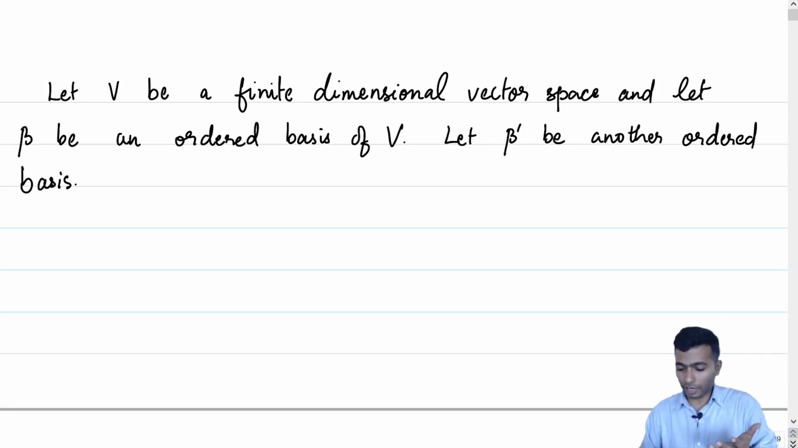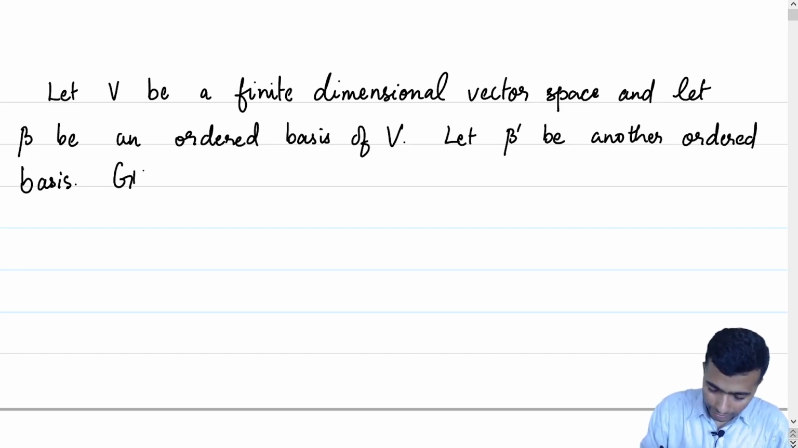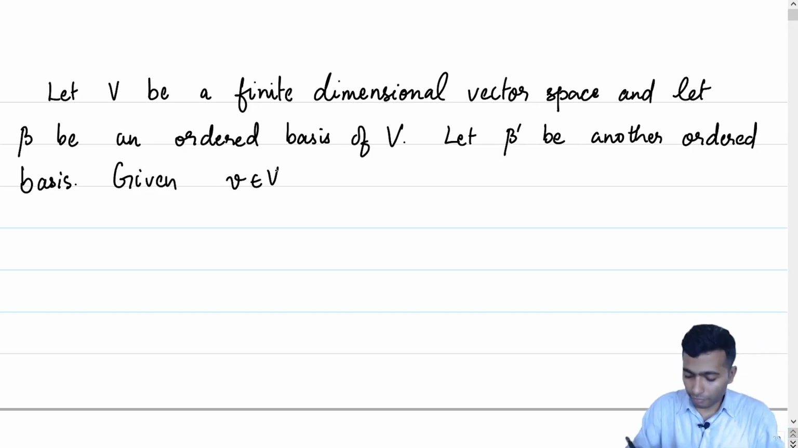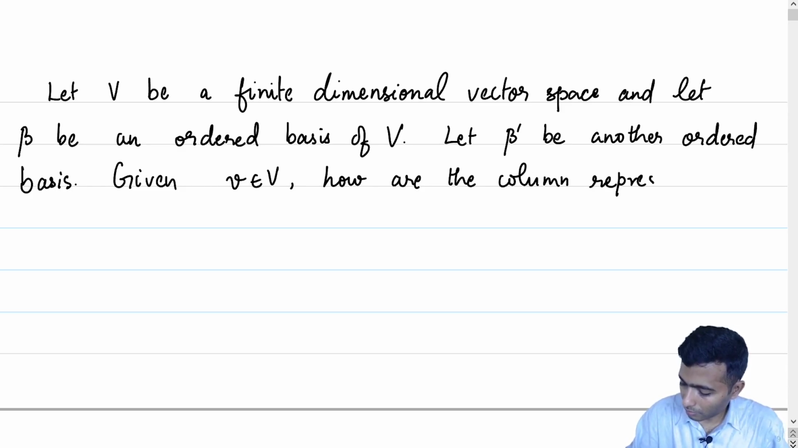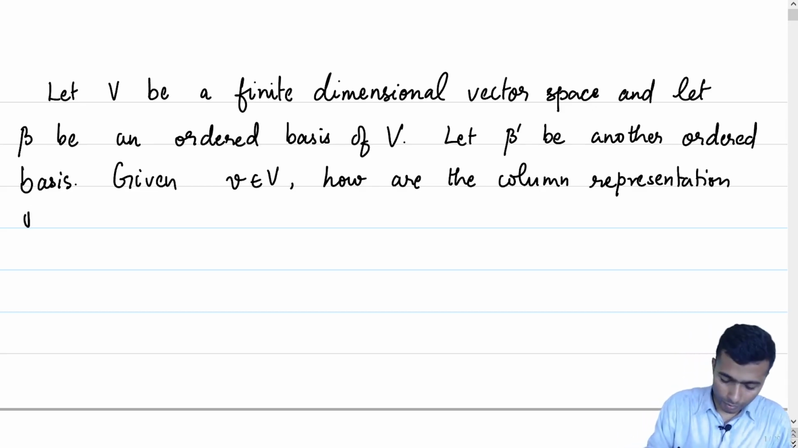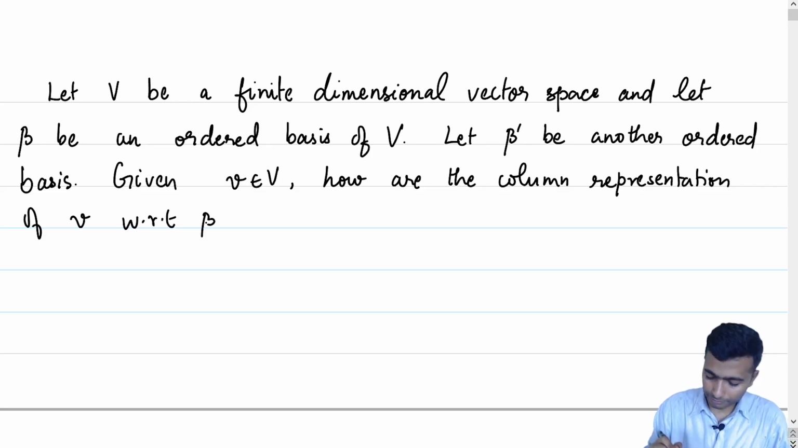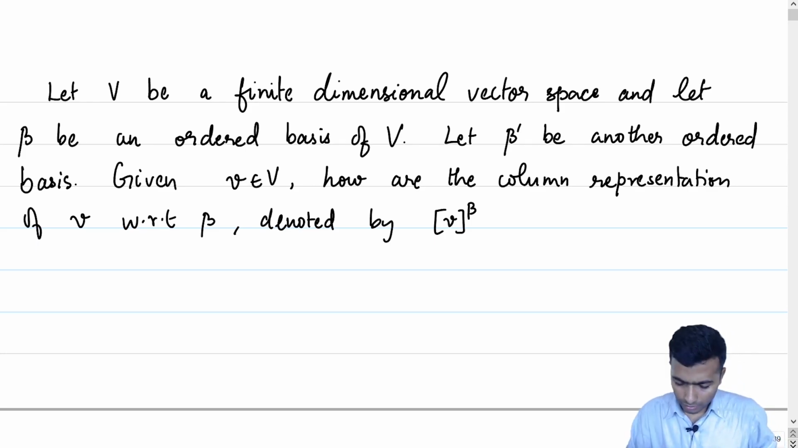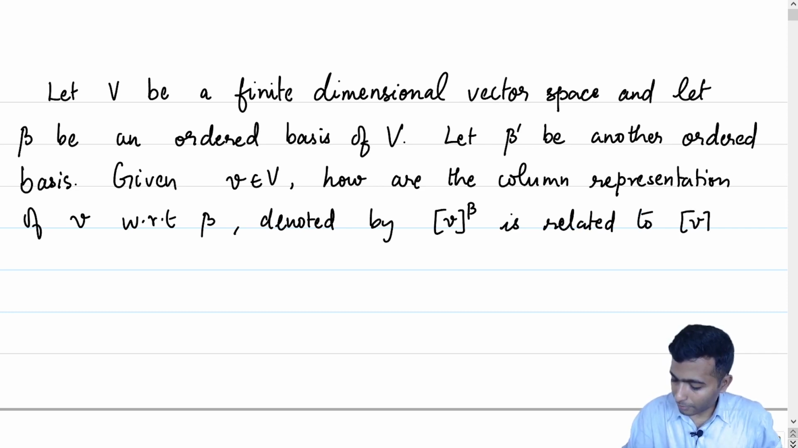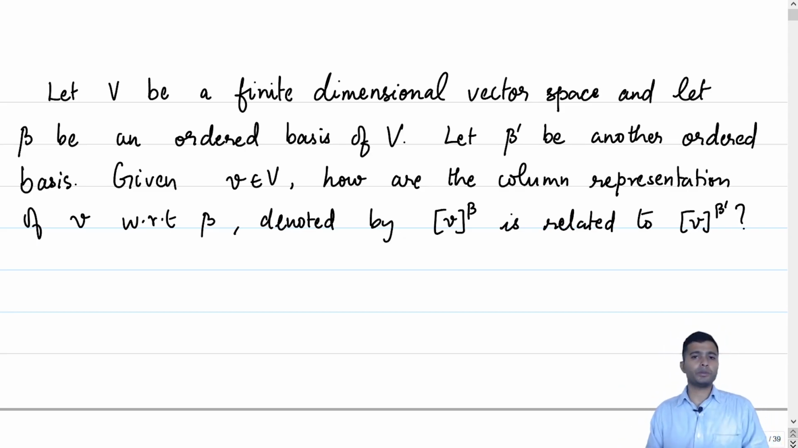So let's ask the right question. Given a vector V in capital V, we would like to see how the column representation of V with respect to beta, which we already denoted by V beta, is related to the column representation of V with respect to beta prime. This is what we would like to first explore.